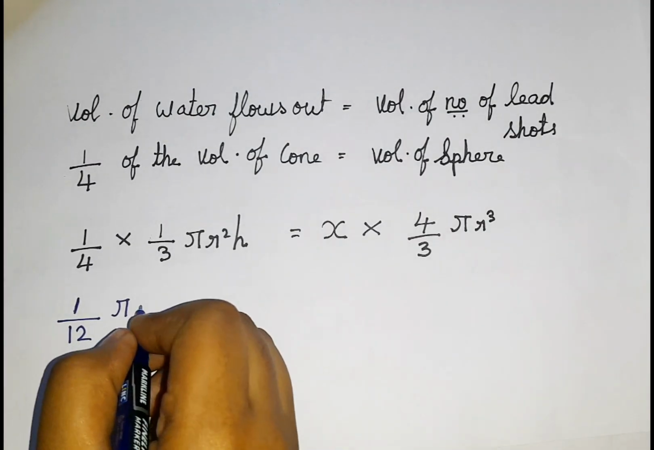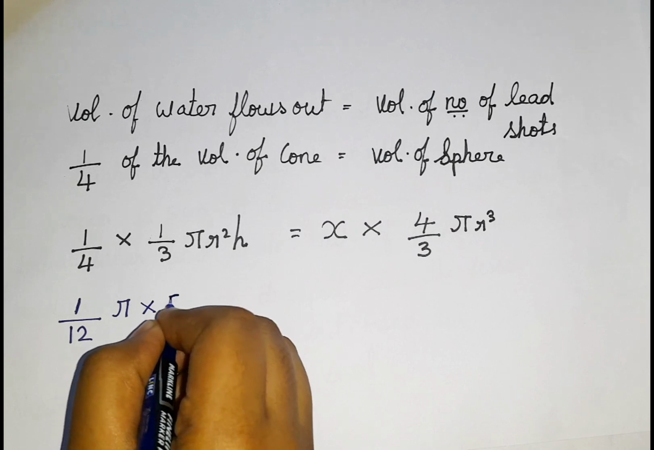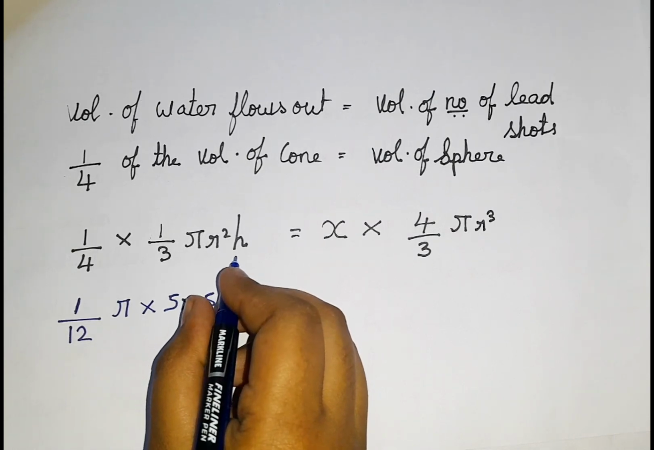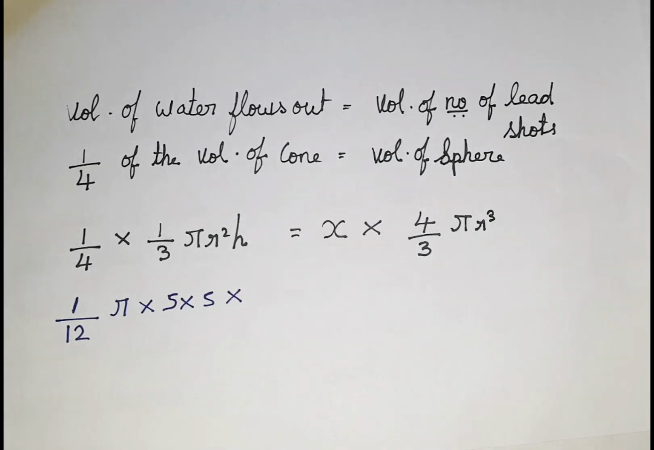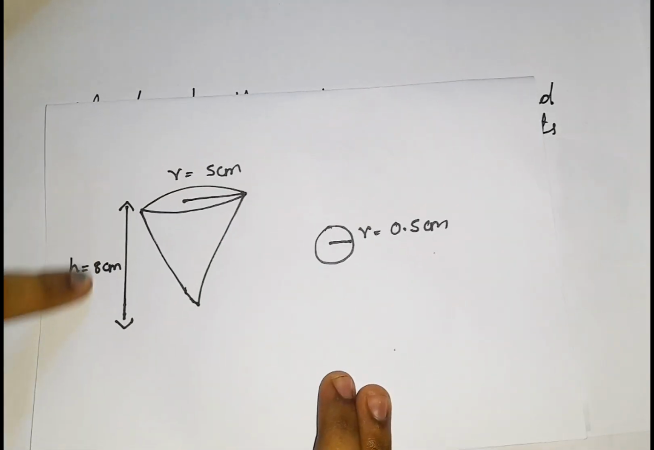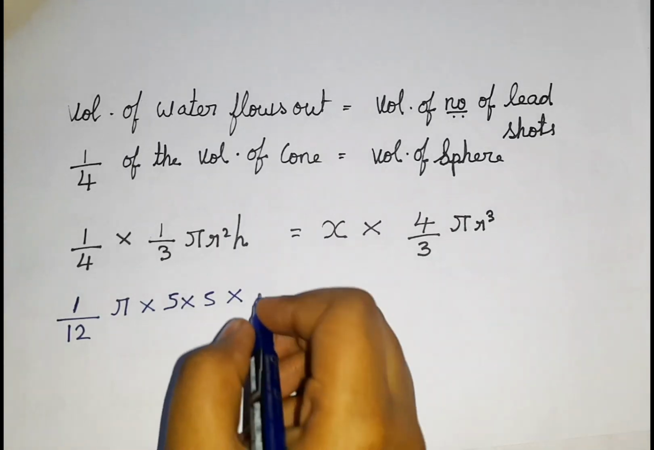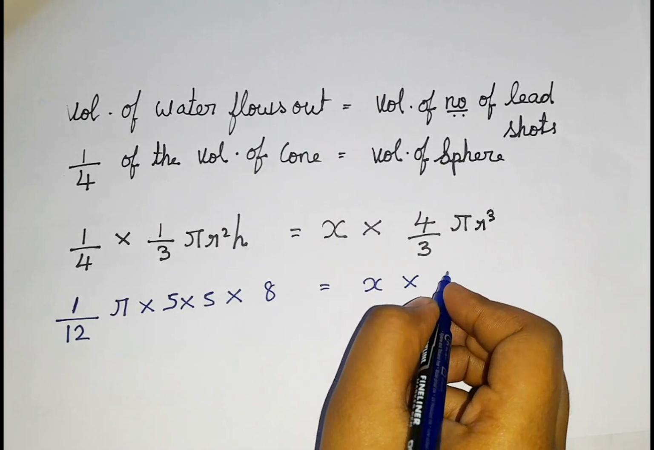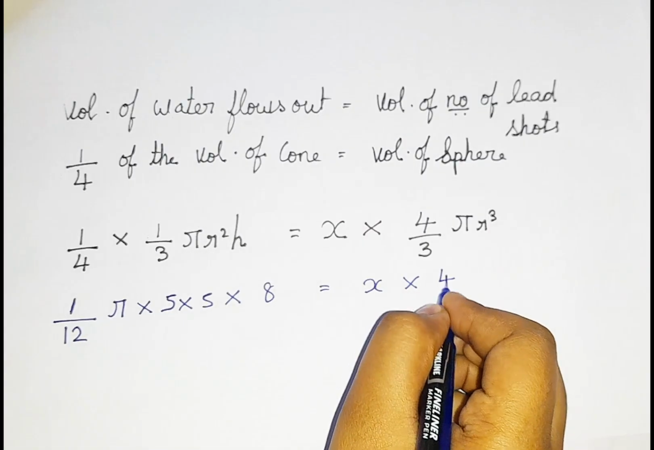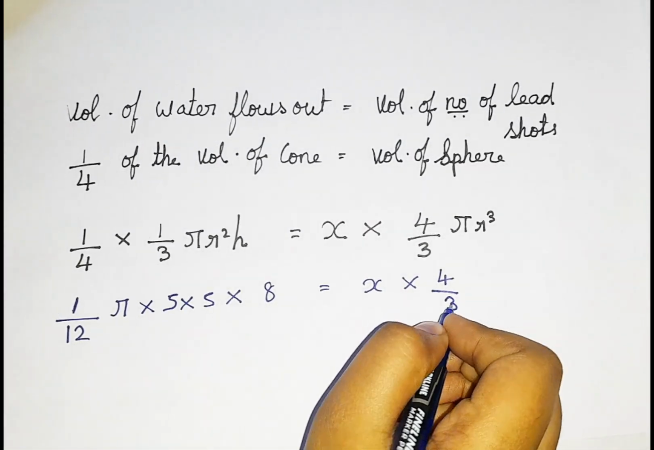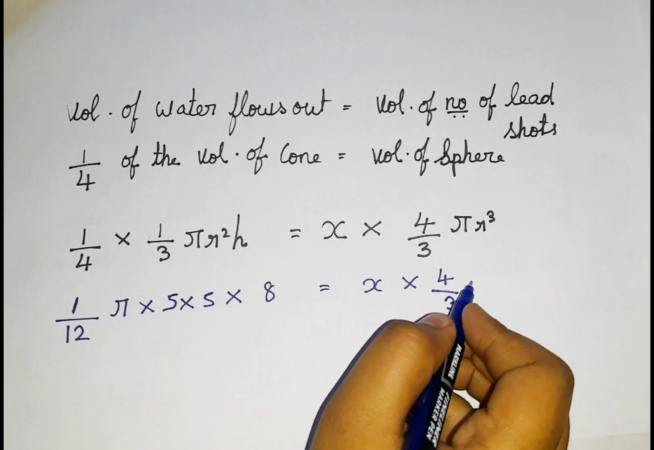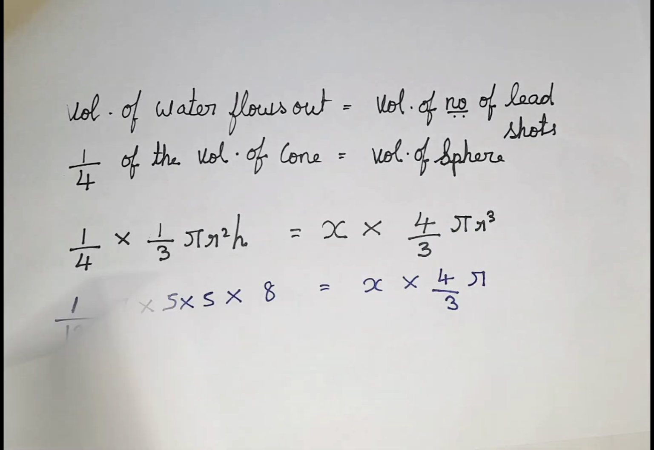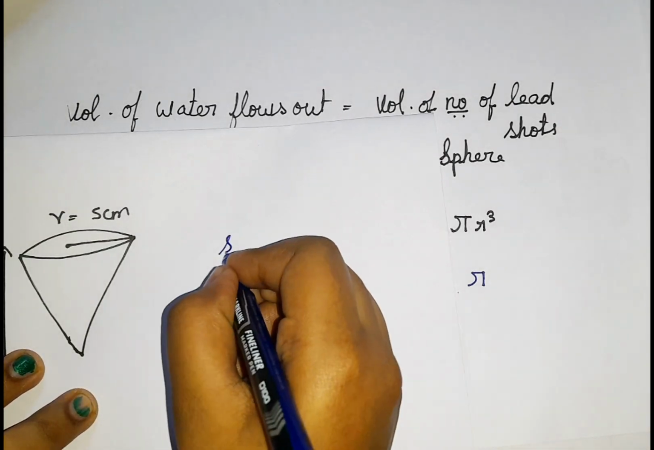So into 5 into 5, and what is h? Height is 8 centimeter, right? So the height of the cone is 8 centimeter. That is equal to x as it is, and then 4/3 as it is, and then we write the pi as it is, and then here r cube. So what is the radius of the sphere? So this is the sphere, right?